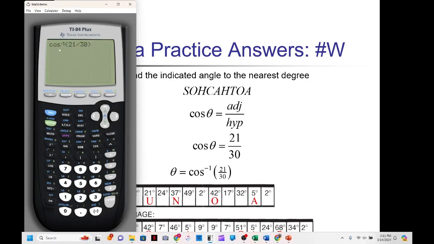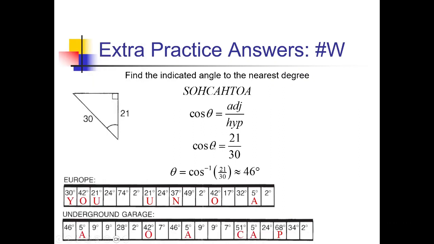So let's see what this comes out on my calculator. That's going to be 46 degrees if I round it. So we've got 46 is going to be W. No 46s up here. Down here we've got a W right there at the beginning. And another W here. Nice. I think that's it.